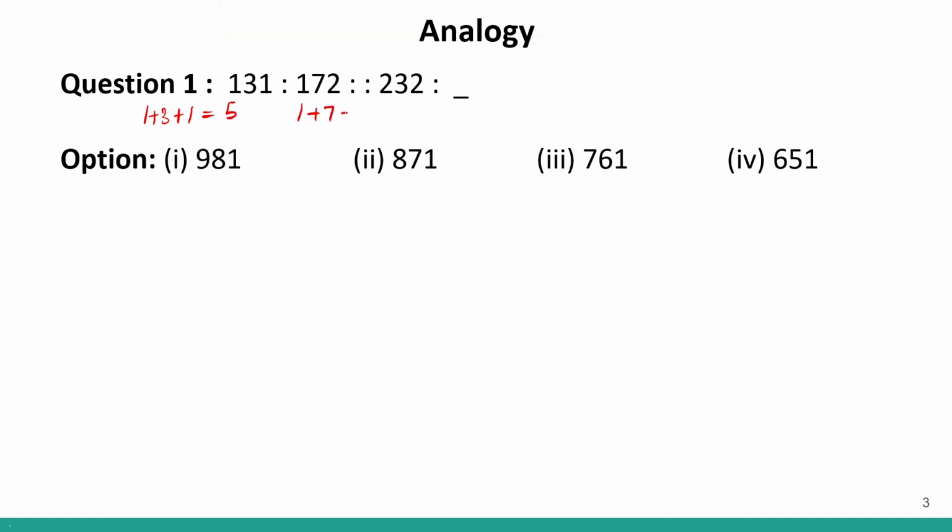And 1 plus 7 plus 2 will give me how much? 7 plus 2, 9 plus 1, 10. So this is basically a multiple of 2. The sum of digits of this and the sum of digits of this are multiples of 2.